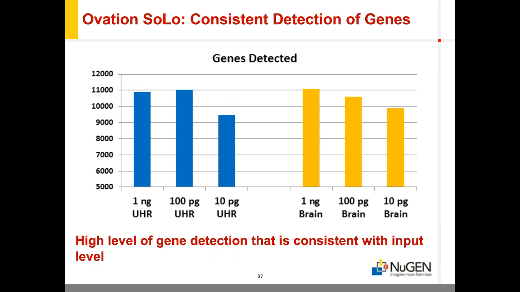Ovation Solo also provides consistent detection of genes, as shown here. In this graph, we determine the number of genes as determined by RefSeq annotation that were detected in the final Solo libraries from 2 types of RNA, again at a range of input levels. As shown here, the number of genes detected is between 9 and 10,000, even at 10 picograms of RNA input.